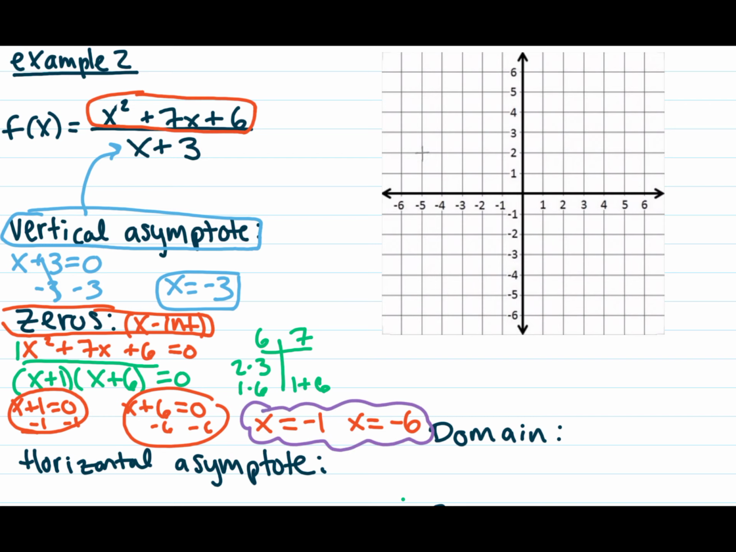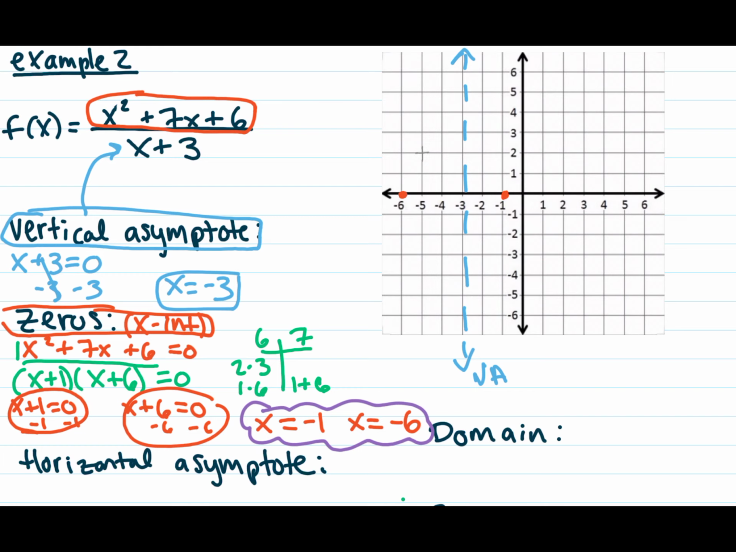All right, now let's go ahead and graph what we know. We've got this vertical asymptote at negative 3 going through the x-axis. So we'll label that our VA, vertical asymptote. And then we're going to put our zeros. So our zeros are at x equals negative 1, so we have an x-intercept at negative 1, and we have an x-intercept at negative 6.